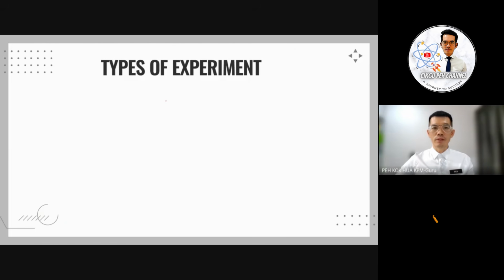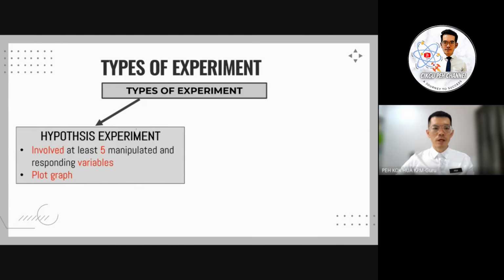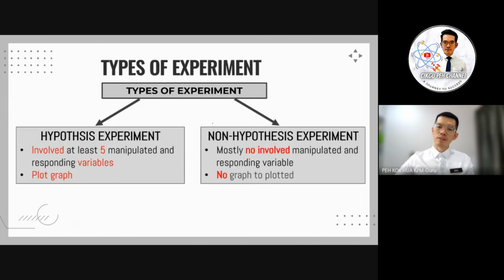Next, you need to identify the type of the experiment. Basically, there are two types of experiment. A hypothesis experiment involves at least 5 sets of manipulated and responding variables, and the question will ask you to plot the graph based on the manipulated and responding variables you get. Another type is the non-hypothesis experiment. Mostly it does not involve any manipulated and responding variables, and no graph will be plotted according to the question. So the question I'm going to discuss today will be a hypothesis experiment.